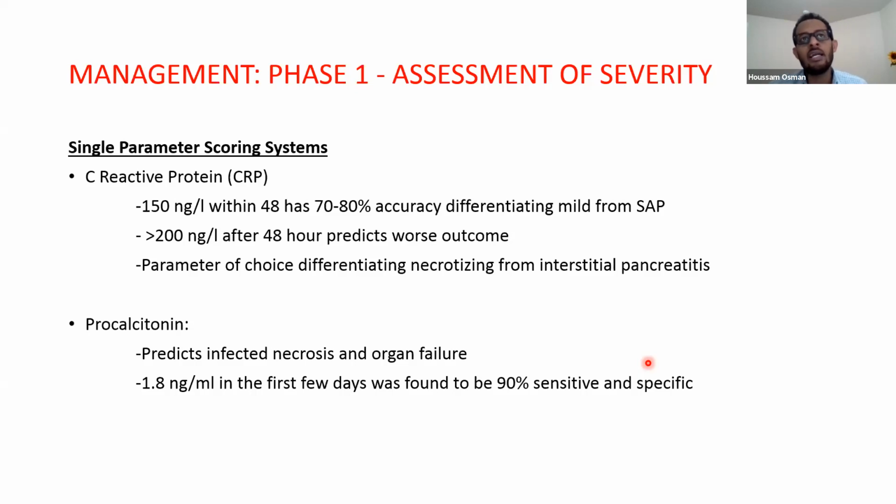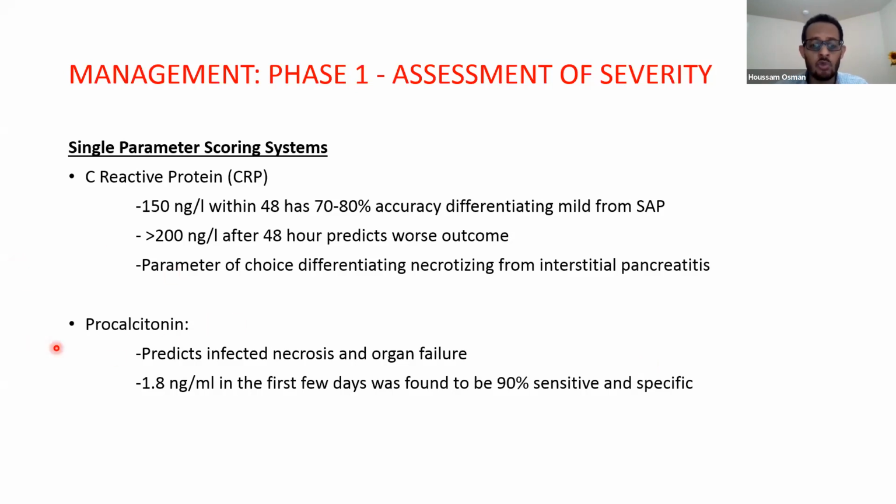Even if I don't have a CT scan available, I will use C-reactive protein to tell me, okay, the CRP was 150 on presentation, or now it's more than 200 after 48 hours. This patient likely has necrotizing pancreatitis, and I will start treating them as severe pancreatitis.